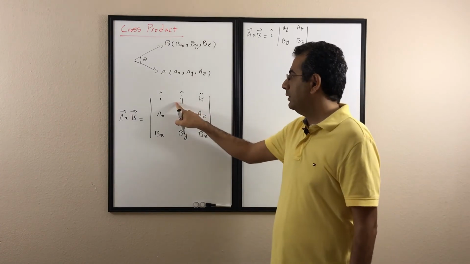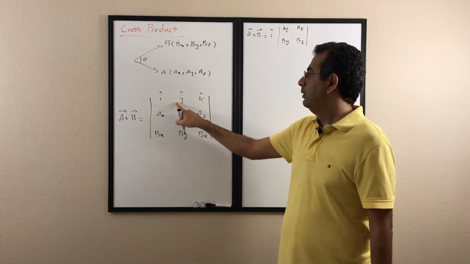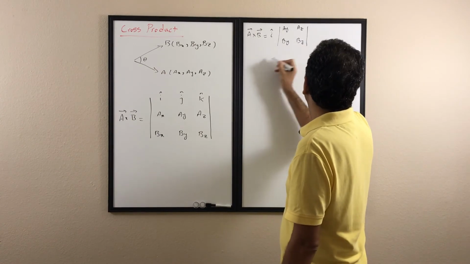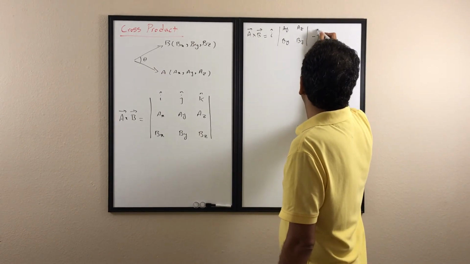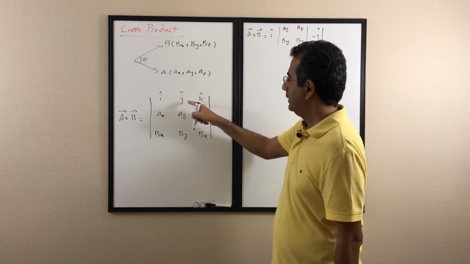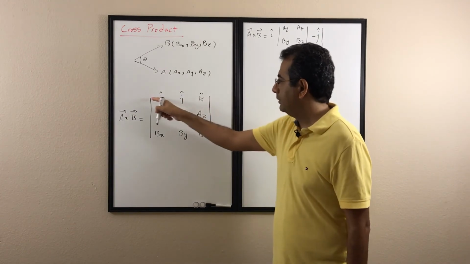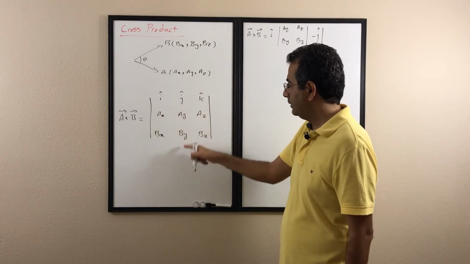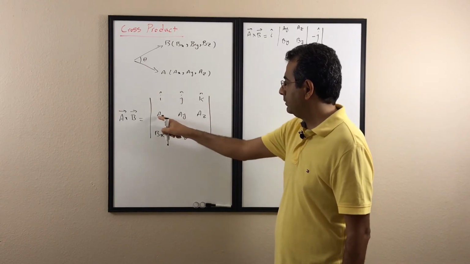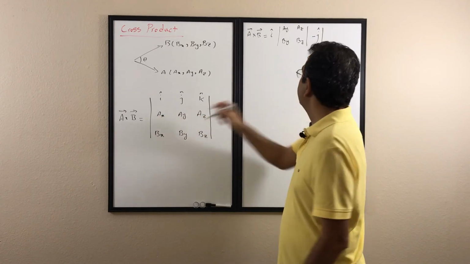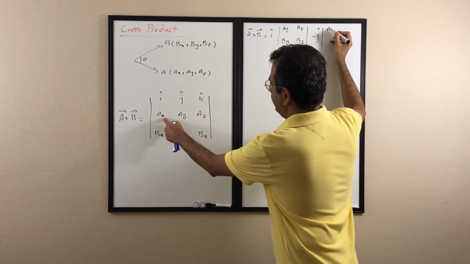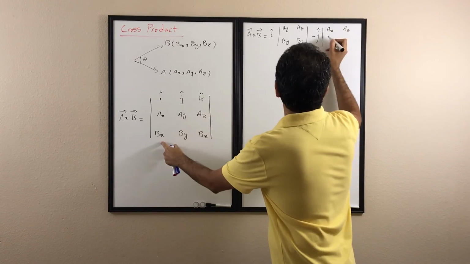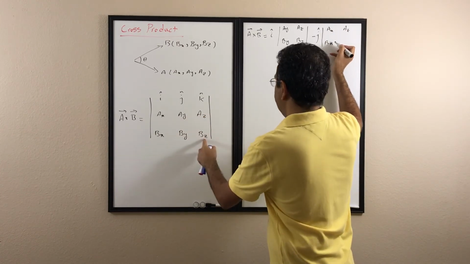Then the second one is going to be negative J, and then again eliminate the row and the column that include J. So the first row and the second column, I'm just going to delete them and write whatever remains. So AX remains, AZ remains, BX remains, and BZ remains.